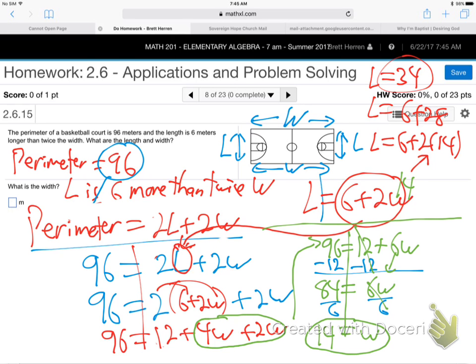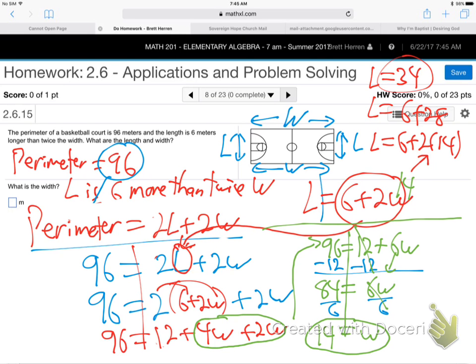Questions on that one? That was a long one. That was a complex one. Does that make sense? So I wrote out the whole perimeter formula. Whenever they give you perimeter of a rectangle, perimeter is 2L plus 2W, because 2 widths and 2 lengths make a rectangle. Then I plugged in the perimeter, and then I took their other sentence, L is 6 more than twice W, L equals 6 plus 2W, and plugged that in right where L was.